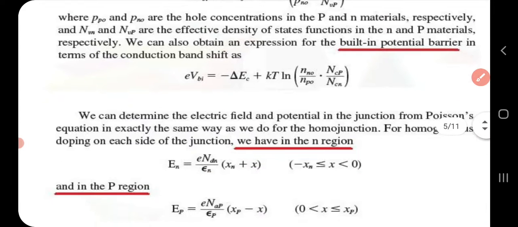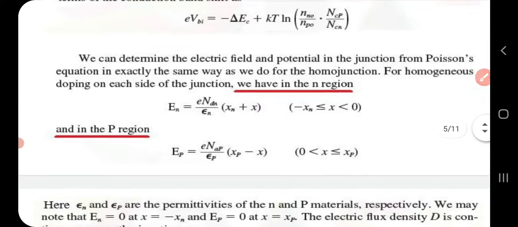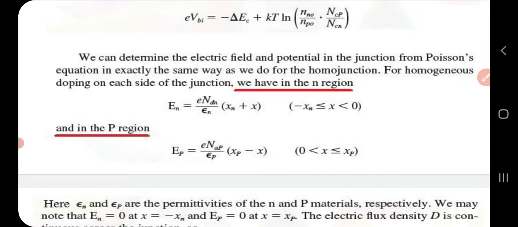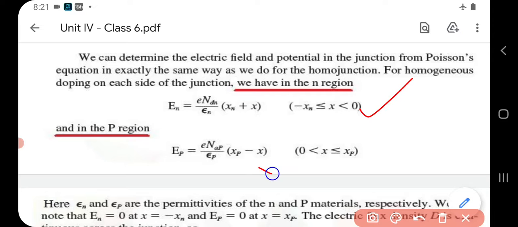Then now we are going to determine the electric field and potential in the junction. For that we use Poisson's equation, which we have already used while discussing homojunction. So let us see the case of homojunction doping first. For homojunction doping in N region, we have the electric field as En is equal to this expression, and in the P region the electric field is this expression.